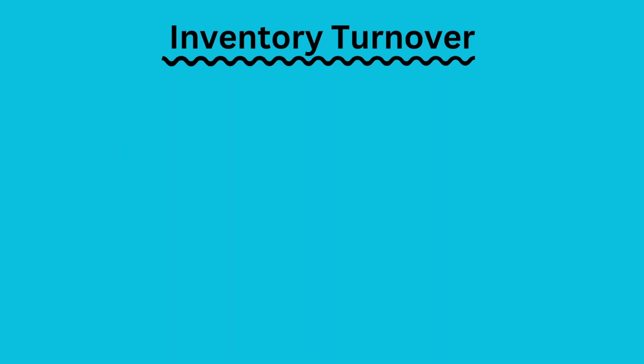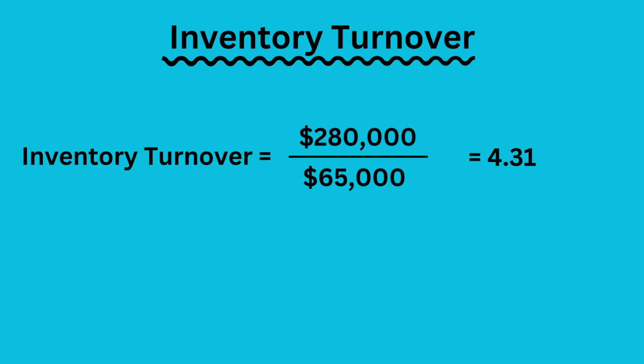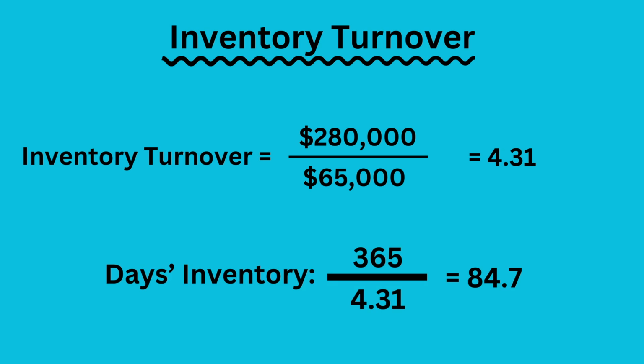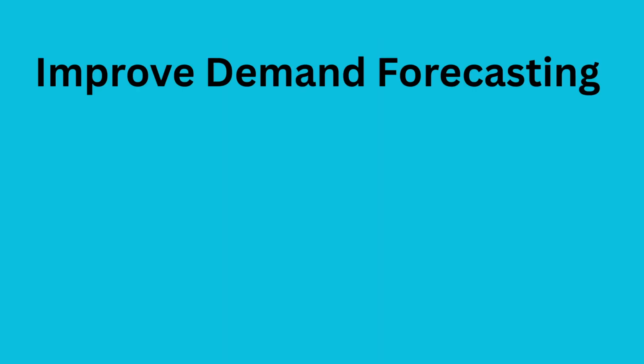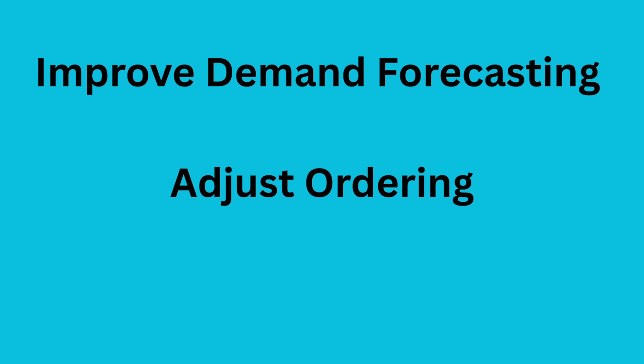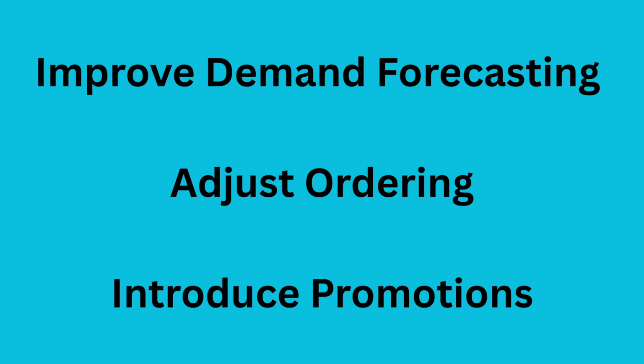Meanwhile, Pete's Coffee Shop's inventory turnover is about 4.31, with days inventory of 84.7, meaning it takes them about 85 days to sell and restock all of their inventory. This is quite a bit higher than typical fast-moving coffee chains that have days inventory between 30 and 60 days. This is likely due to overstocking or slow-moving inventory that's tying up cash. In order to fix this, improve demand forecasting, adjust ordering, or introduce promotions to reduce excess stock.